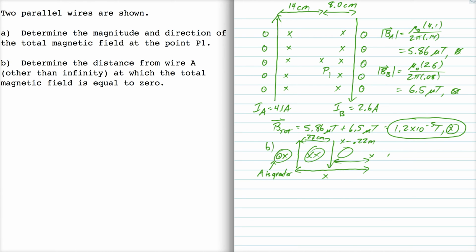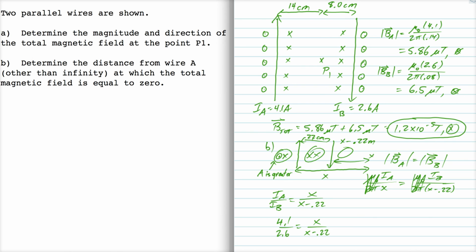Alright, so I'm going to set the magnitude of the magnetic field due to wire A equal to the magnitude of the magnetic field due to wire B. That means mu naught IA over 2 pi x is equal to mu naught IB over 2 pi times x minus 0.22. The mu naught over 2 pi goes away, and I can rearrange this as IA over IB is equal to x over x minus 0.22. And IA over IB is 4.1 over 2.6.